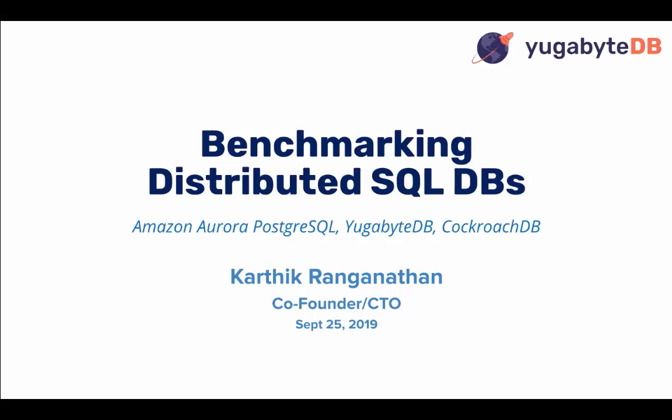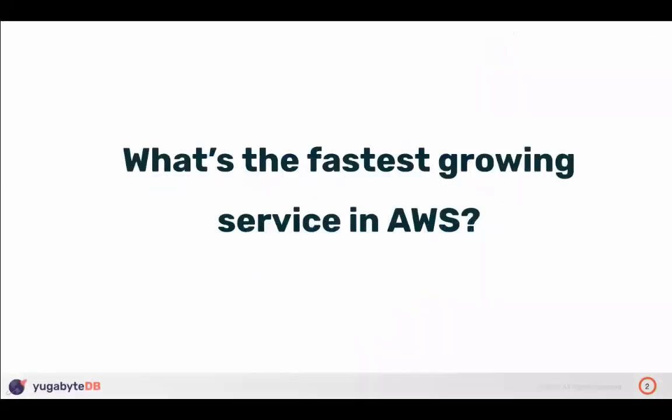Great. So today's topic is about benchmarking distributed SQL databases. And specifically, we compared Amazon Aurora's PostgreSQL API, YugaByte DB's YSQL API, and CockroachDB, these three databases that are PostgreSQL compatible. A quick intro, I am Karthik Ranganathan. I'm one of the co-founders and the CTO, as Jimmy said, and let's just jump right in.